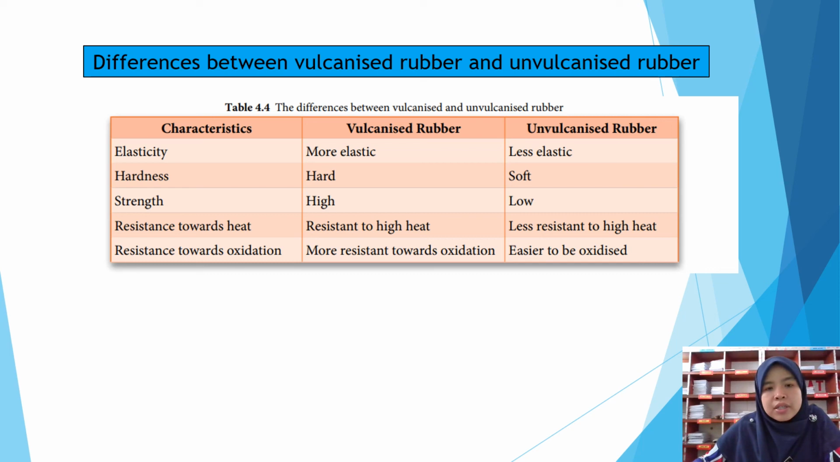Okay. So next, okay, here is the summary about the differences between unvulcanized rubber and the vulcanized rubber. Okay, as you can see here, vulcanized rubber is more elastic, hard, high strength. Okay, that means harder. Okay, resistant to high heat, more resistant towards oxidation. But unvulcanized rubber is less elastic, soft, low strength, okay, less resistant to high heat and easier to be oxidized. Okay, so that's the difference between vulcanized rubber and unvulcanized rubber.